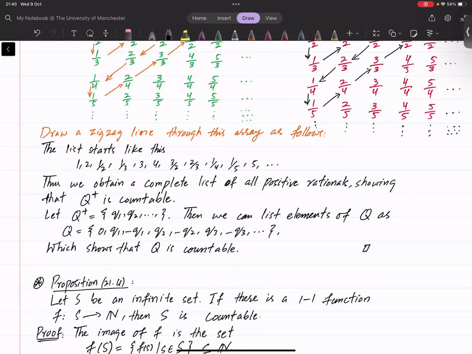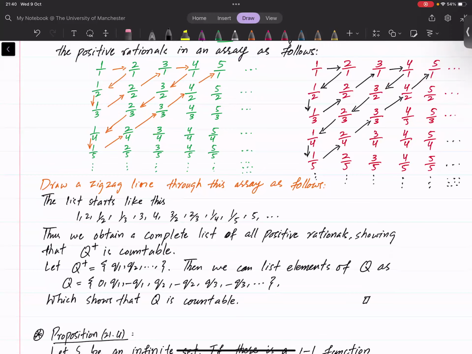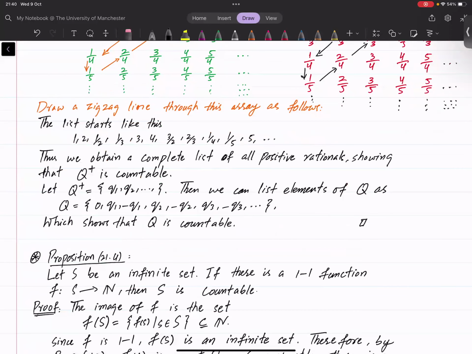That's how we draw a zigzag line through this array, as I've just explained to you. And then the list starts like this.